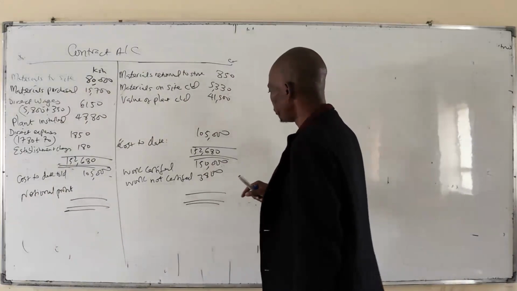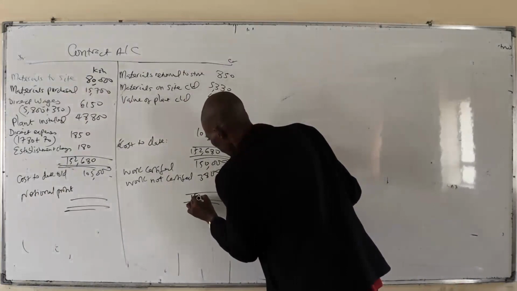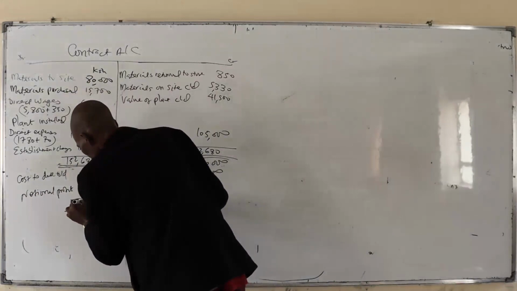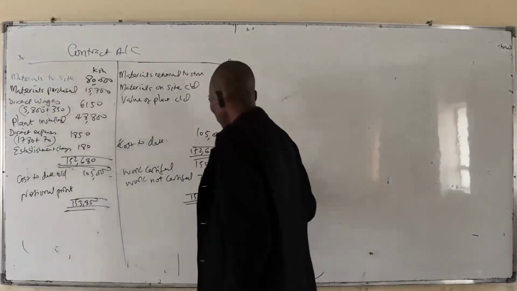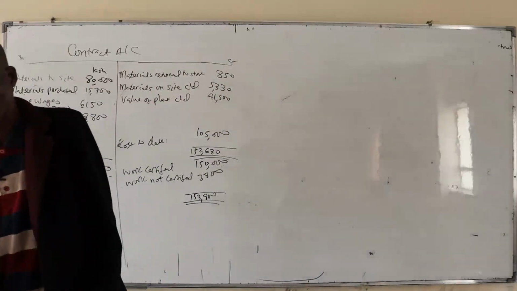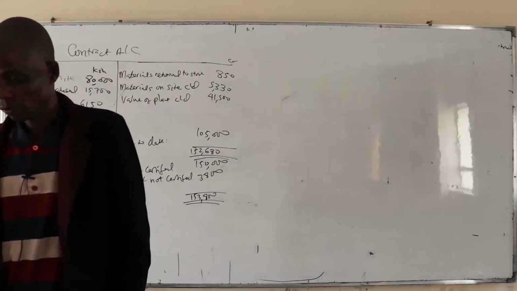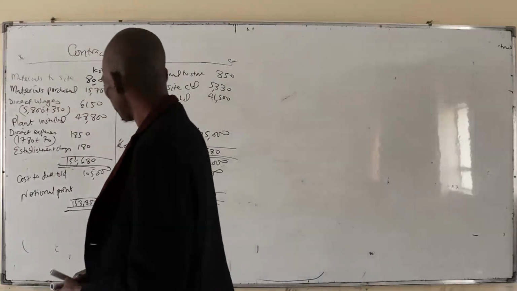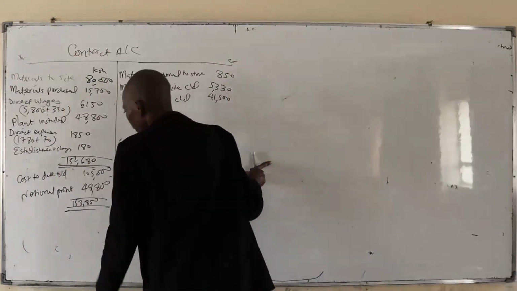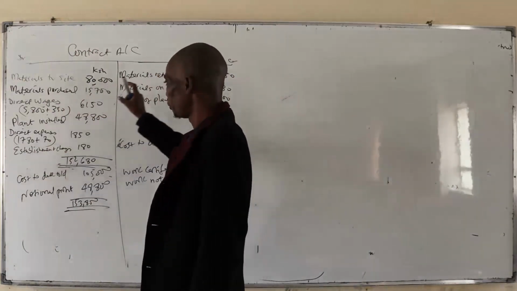So if you add 150,000 and 3,800, that should give you 153,800. So the difference between 153,800 and the 105,000 should give you the estimate of the profit for that period. And that basically is 48,800.